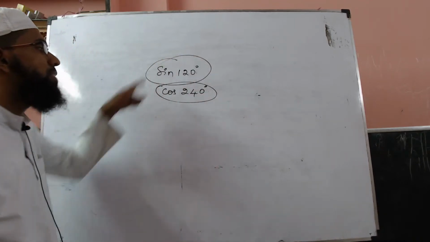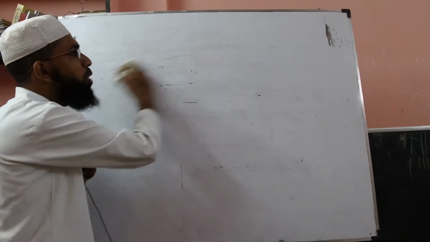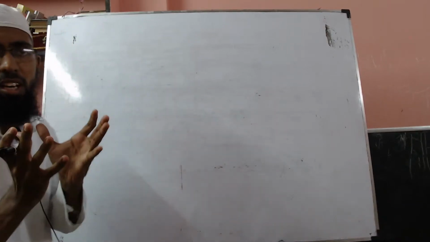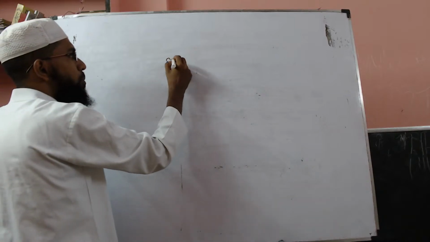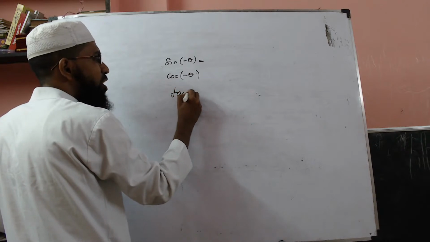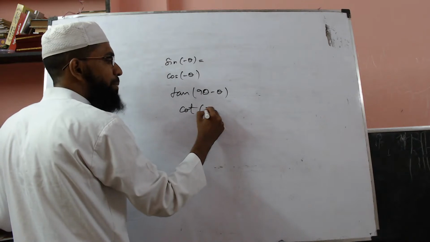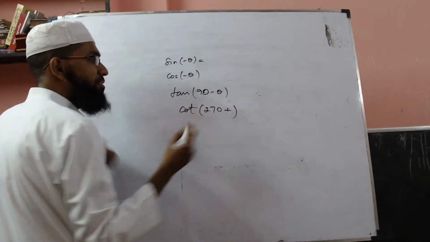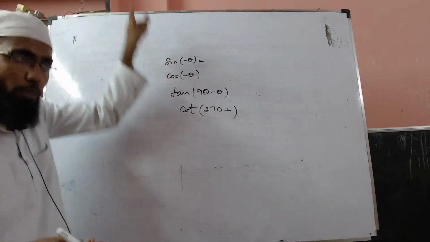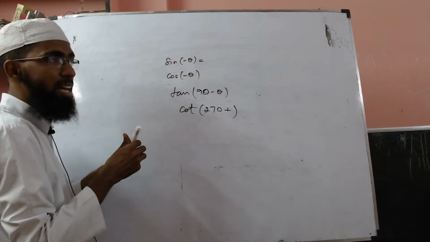To find the values for these, we need a table. Actually, it is a big table, but I'll tell you how to remember the table without memorizing it, with a short method. We have a formula for sine of minus theta, cos of minus theta, tan of 90 minus theta, cot of 270 plus theta. Yes, like that we have a big table for 0 minus: sine of minus theta, cos of minus theta for all the 6 ratios. We have this minus theta concept, right?